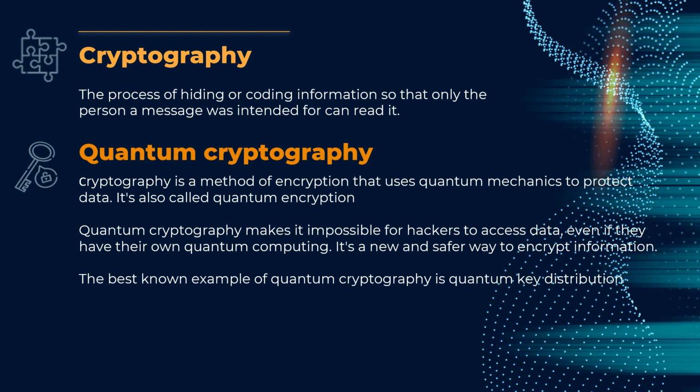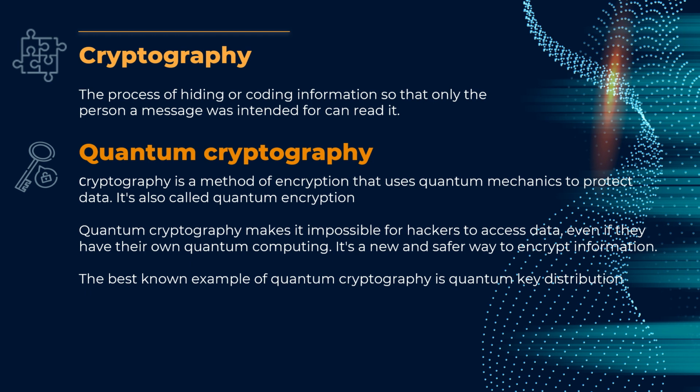Quantum cryptography makes it impossible for hackers to access data. It is a very powerful encryption system, and even if a hacker has their own quantum computer, it cannot break the code without triggering the messengers that their information has been tampered with. So it's a newer and safer way to encrypt information.